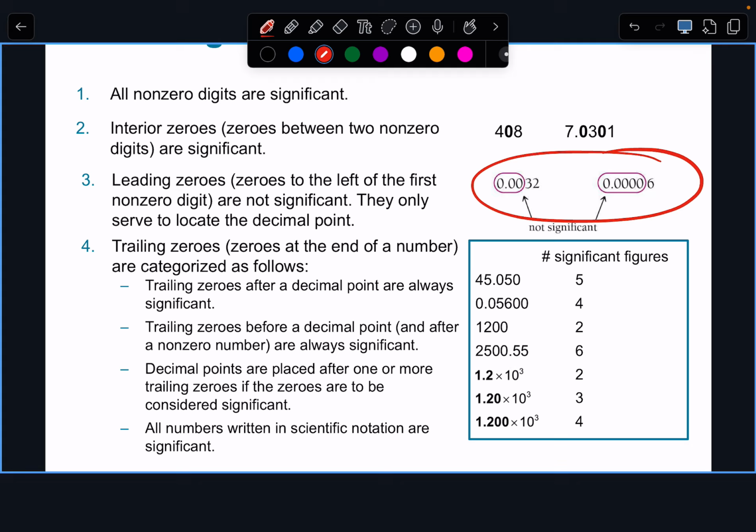When I look at a number like this, it might be tempting to say that I have 7 digits in this number, and so my answer should have 7 digits. Those zeros, we say that they're not significant. They're just placeholders. So one of the biggest challenges with doing significant figures is determining which zeros are significant and which ones are just placeholders. So this is the official rules of how you determine that.